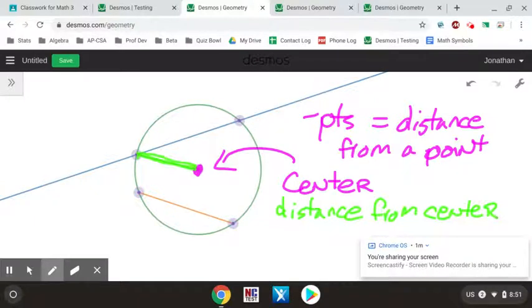Now, other things about a circle that you may have seen before, maybe not, is a chord. A chord is basically like what I have here in orange that goes from one point in the circle across to another point in the circle. So that is a chord. It goes from one point to another point of a circle. So a chord, you can basically call it a segment that connects 2 points on the circle.